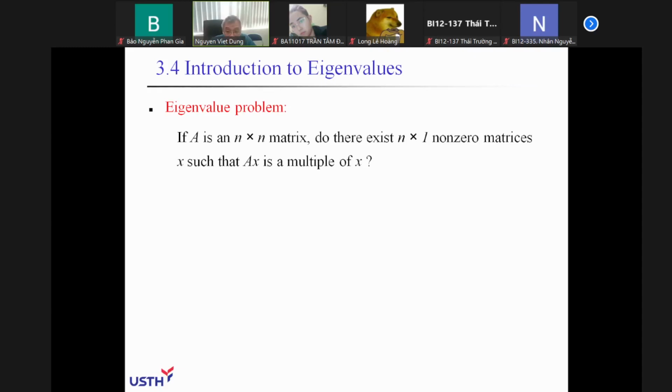I give you the Vietnamese names. Eigenvalue in Vietnamese is giá trị riêng. Eigenvector means vector riêng. So what is an eigenvalue and what is an eigenvector?